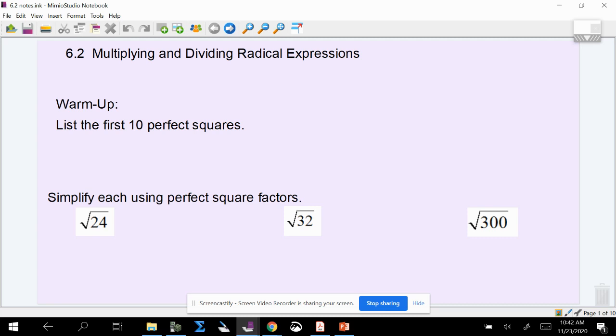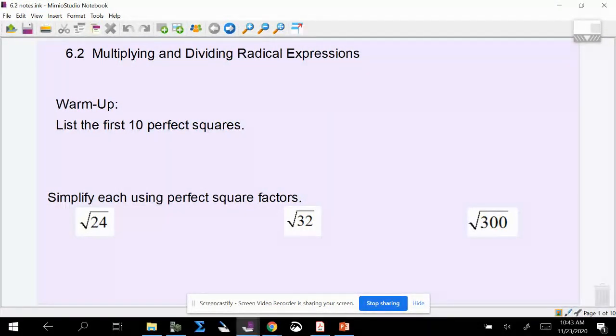Okay, in 6.2, we are going to focus on multiplying and dividing radical expressions and also reviewing simplifying radicals. So to start, we want to talk about our perfect square list. And these were things that we used earlier in chapter 4 when we were talking about simplifying with square roots.